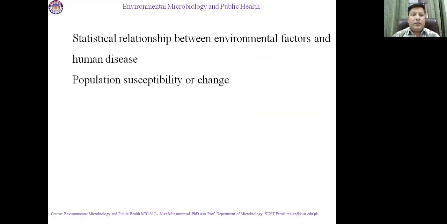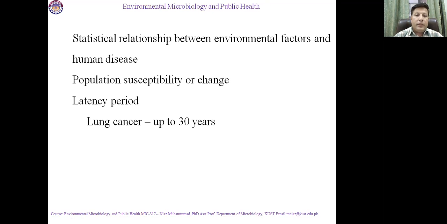So population susceptibility is changed. People who were susceptible to that particular matter, gas, smoke, or air, have changed their attitude. Latency period, lung cancer up to 30 years. If people live in an environment where pollution is very high, cancer can be a normal impact.